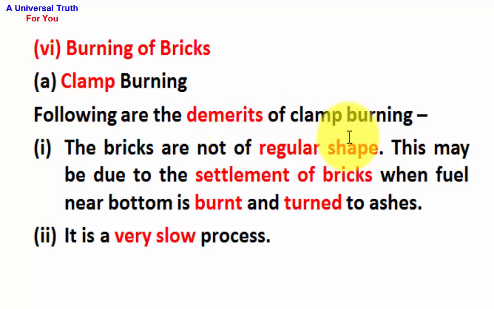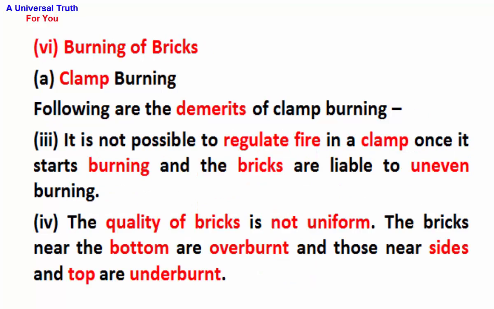Following are the demerits of clamp burning. First point, the bricks are not of regular shape. This may be due to the settlement of bricks when fuel near the bottom is burnt and turned to ashes. Second point, it is a very slow process. Third point, it is not possible to regulate fire in a clamp once it starts burning, and the bricks are liable to uneven burning. The quality of bricks is not uniform. The bricks near the bottom are overburned and those near the sides and top are underburned.